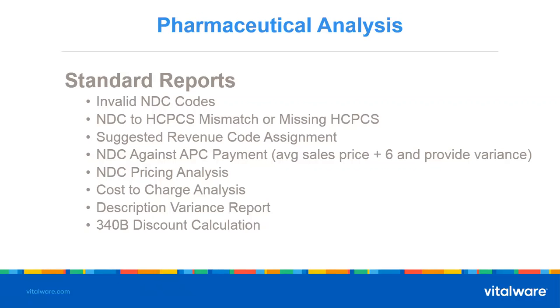Once we have completed that portion of the analysis, we take all of the valid national drug codes and continue on analyzing that information. We can take a look at the HCPC that you have associated with that NDC to make sure it's appropriate. Or if you don't have a HCPC and there should be one, our reports will expose that for you as well. Once we have the HCPC identified, we can look at the revenue code linkage to that particular item to ensure that you're using the appropriate revenue code.